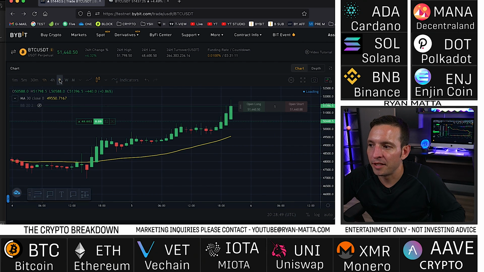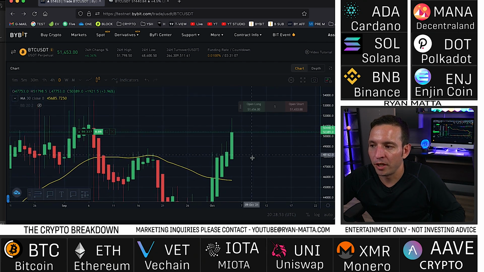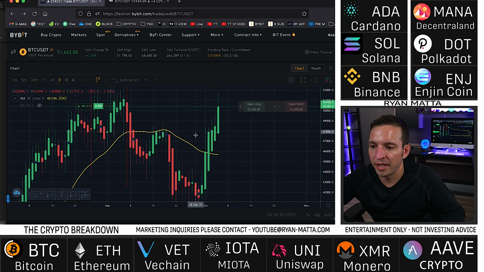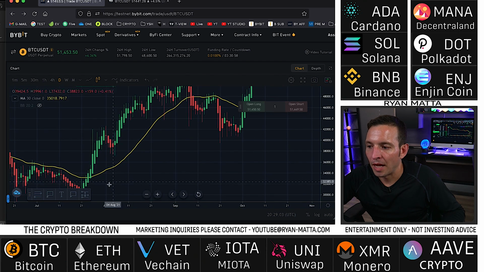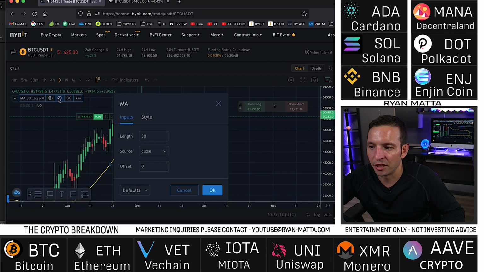So if I turn on the day time frame, the moving average is going to take the average open and close price of the last 30 candles, and it's going to plot them on a chart. So you can see right here, obviously when price is above the 30-day moving average, more bullish. When it gets below it, bearish. And people use their moving averages differently, right? Some people use the 20, some people use the 50, some people use the 200.